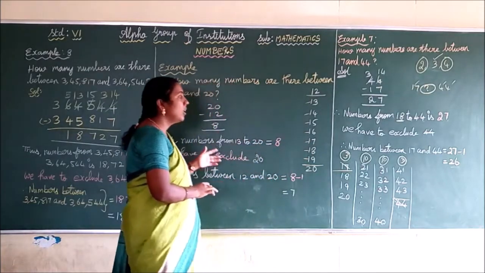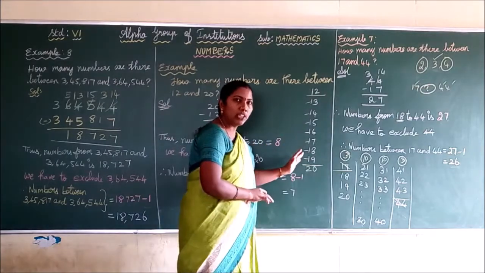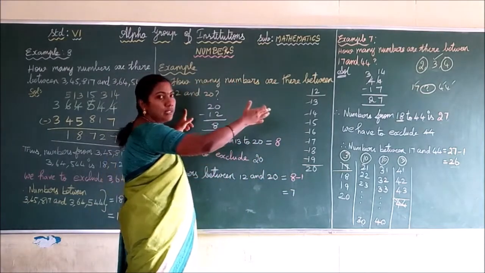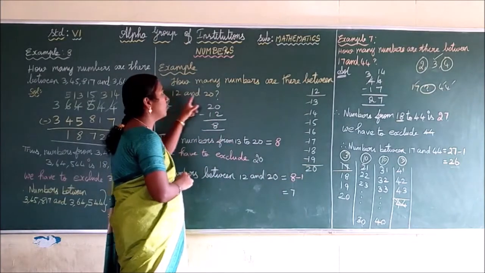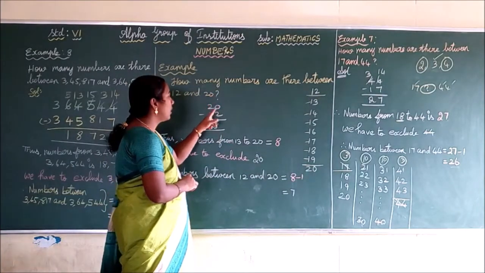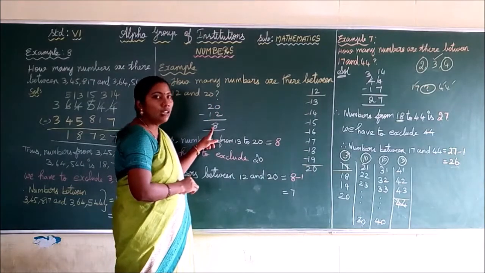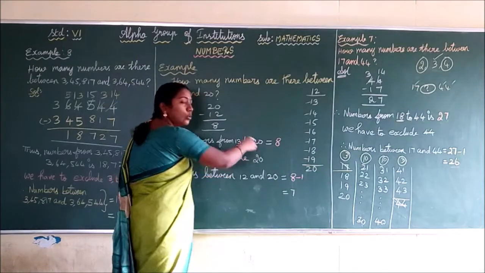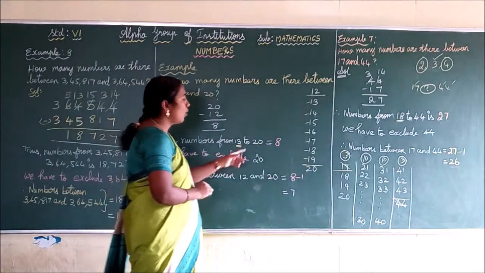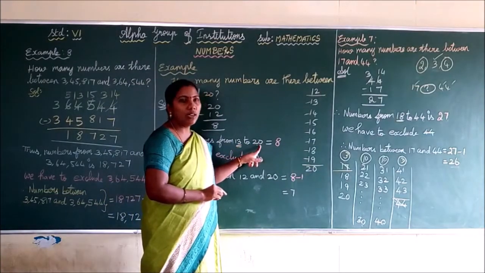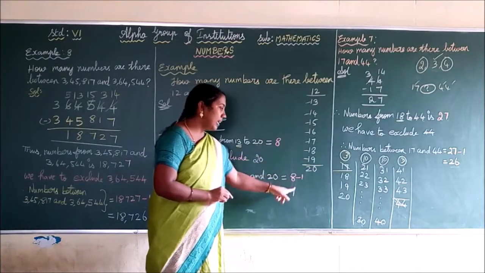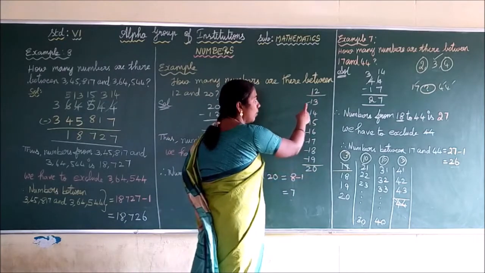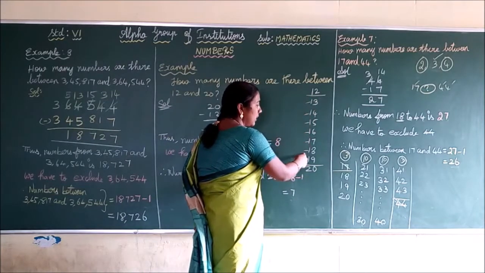Okay, see here, children. Without doing this calculation, how do we find the answer? Let us see. As in example 7, you have to subtract the smaller number from the larger number. That is 20 minus 12, you get 8. Thus, there are 8 numbers from 13 to 20. So we have to exclude the number 20. Further, you have to subtract 1 from 8. You get the answer 7. Thus, between 12 and 20, we have 1, 2, 3, 4, 5, 6, 7 numbers.